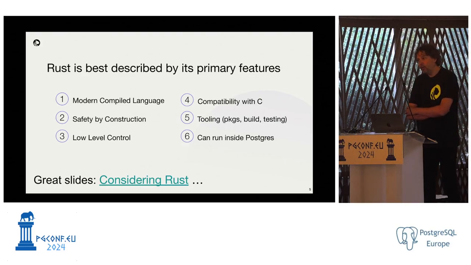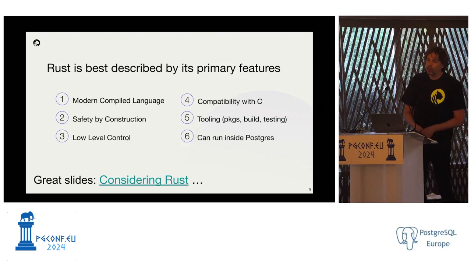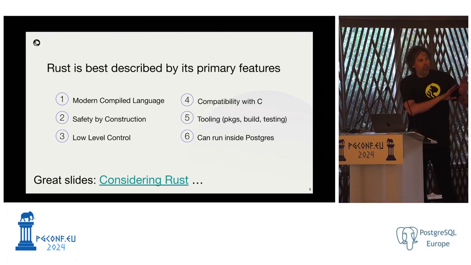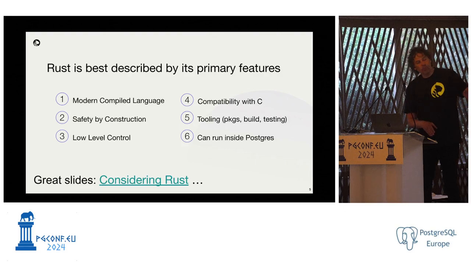It's a compiled language, so you compile it like C. It's not an interpreted language. Doesn't have a JVM or anything like that. It's very heavily driven by safety by construction. So if you're doing something wrong, then it will mostly be caught at compile time. And then at runtime, you have the benefit of not having seg faults. We could do a whole talk about Rust, so I'm just going to go through this fairly quickly. And if you're interested in all the nitty-gritty, I'd recommend you check out the other talk.